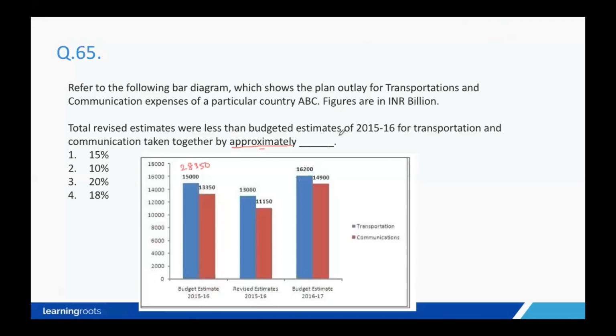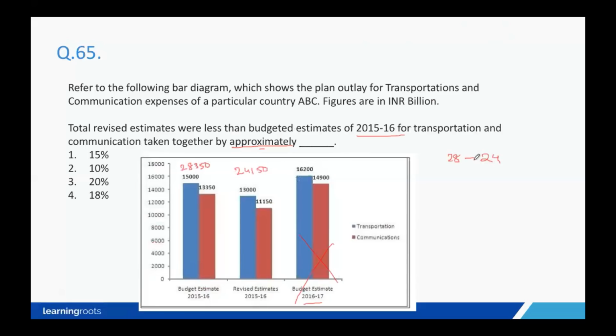So this is 28350. Okay, I'm only looking at 2015-16. So this graph is out of the picture because it is 16-17. Right? So this is 28350. What about this one? This will become 24150. So let me take 28 and 24. So total revised estimates will be 24. Total budgeted estimates will be 28.